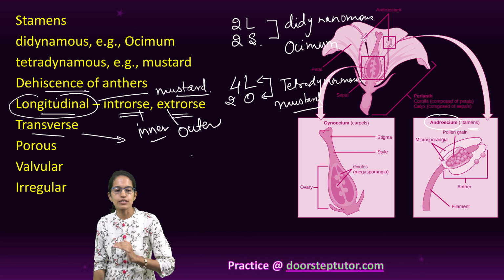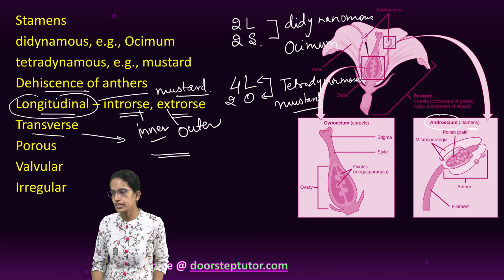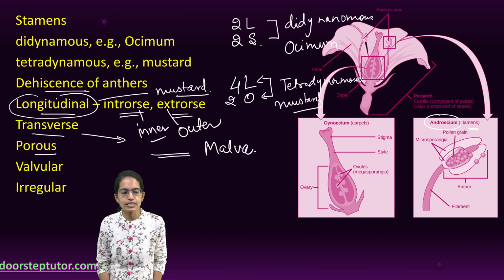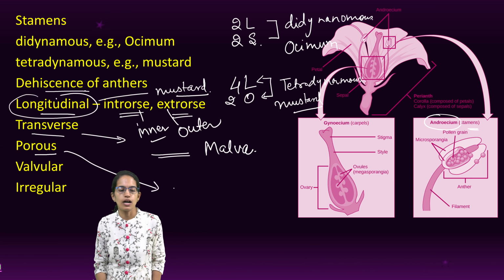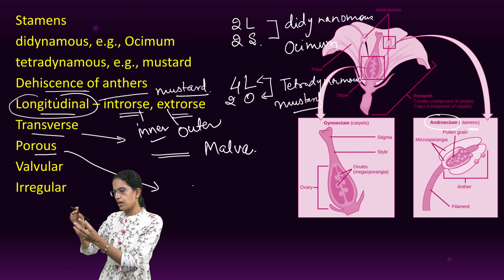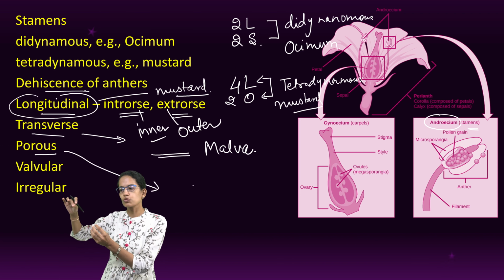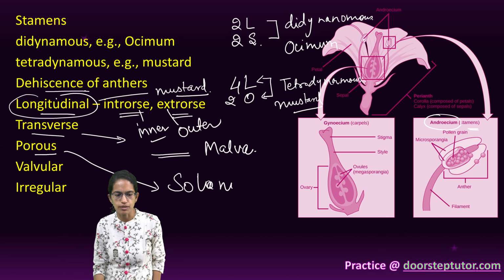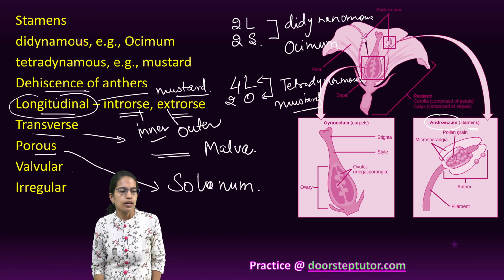Transverse is breadth-wise, so it is horizontal in nature. And a good example is Malva. The next is porous. Porous is where on the tip there are small pores that occur. So we call it, for example, Solanum, right?